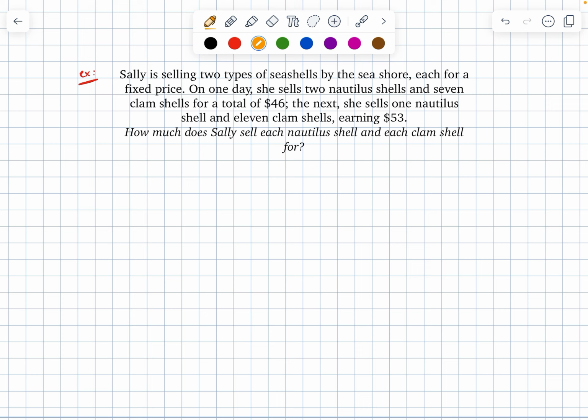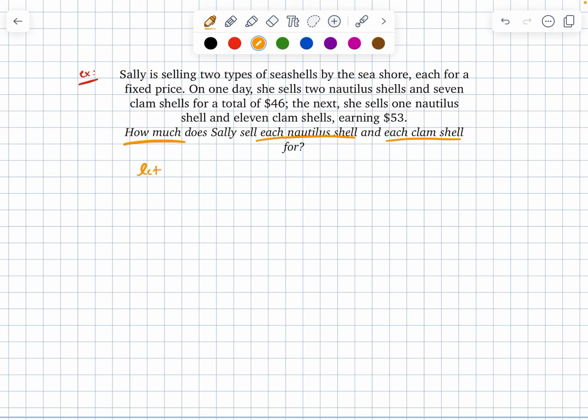The thing that I'm looking for is often going to live, as we've hopefully noticed from experience, at the end of the problem. The last sentence here is telling me that I'm dealing with both something to do with nautilus shells and something to do with clam shells. The thing specifically that I'm looking for is how much each one sells for.